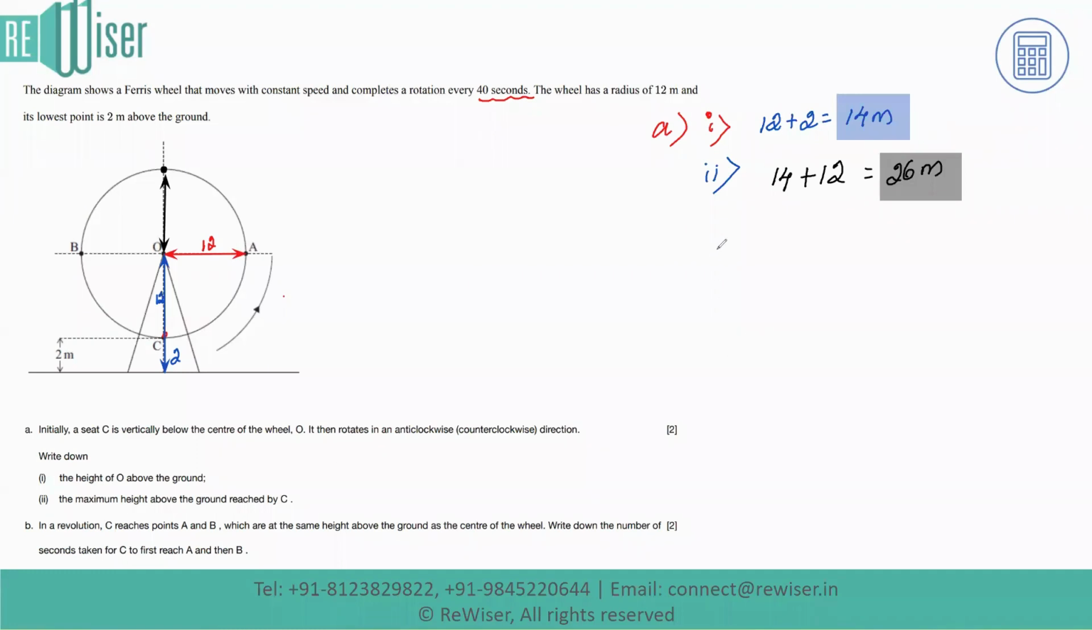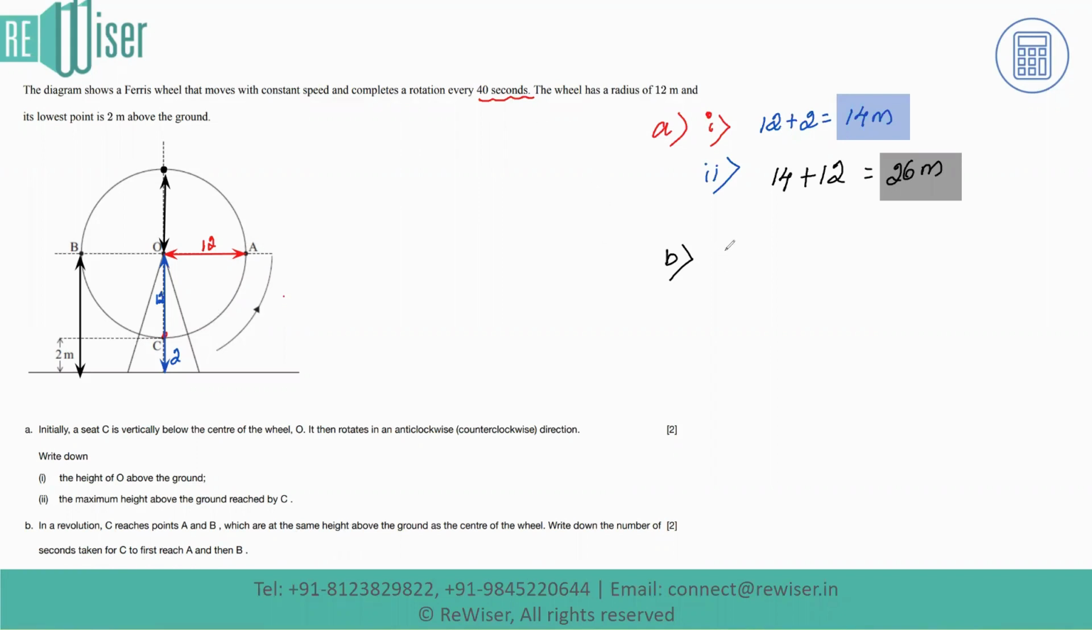Next, part B. In a revolution, C reaches points A and B, which are at the same height above the ground as the center of the wheel. So this height is also 14 meters. We need to write down the number of seconds taken for C to first reach A, then B. So at what time would it reach A, and at what time would it reach B? That's what we are talking about.